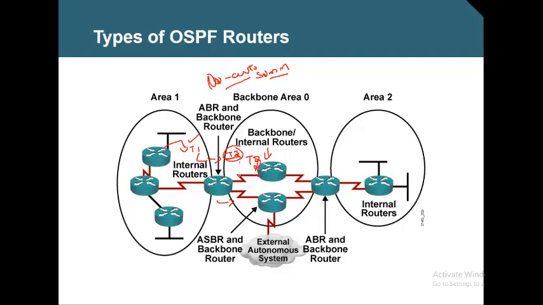And the summarization is done on the ABR, which is a summarization point. And LSA type 3 also originates from the ABR. That's the only reason why it is named as summary LSA. Type 3 LSA is called a summary LSA because it originates from where? Type 3 LSA originates from where? From the border router, which is a summarization point.